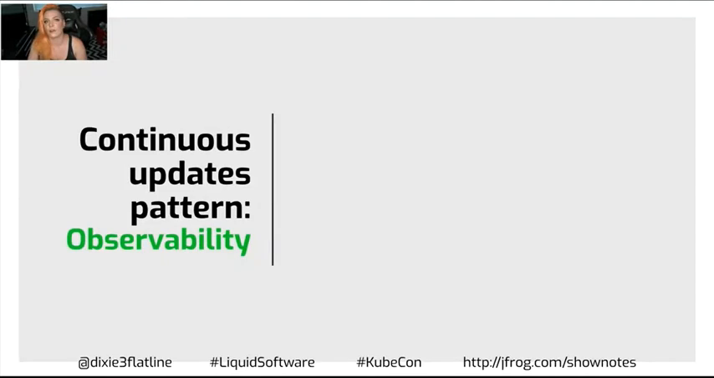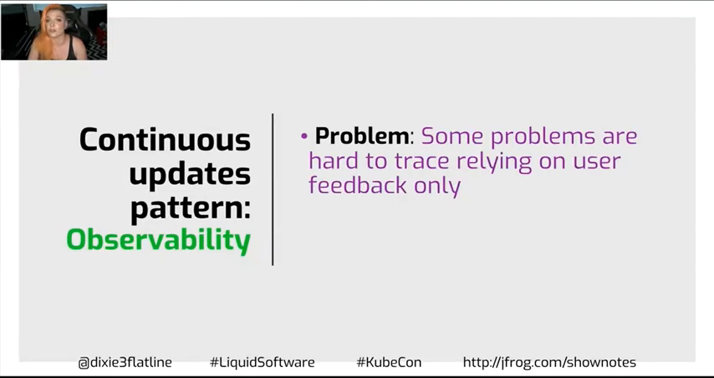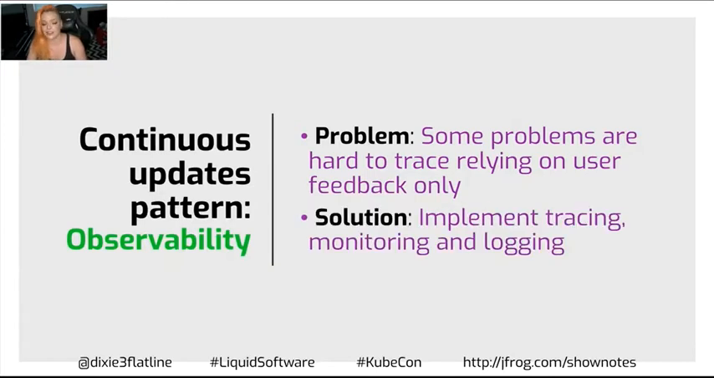Some problems are also really hard to trace by relying exclusively on user feedback. By and large, it is hard to get users to give you information that actually helps you nail down the problem. I'm guilty of this. You are guilty of this. We all do it. Nobody is perfect. Don't pretend you are. And the solution here is to just always implement tracing, monitoring, and logging in your services and applications so you don't have to rely on a user to find your problem for you.